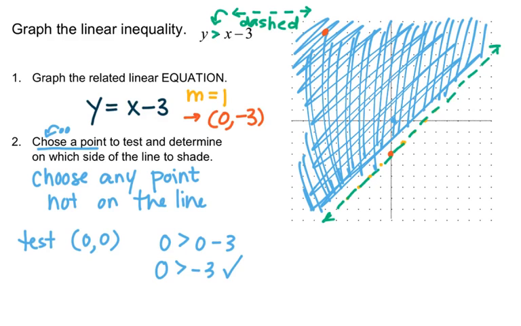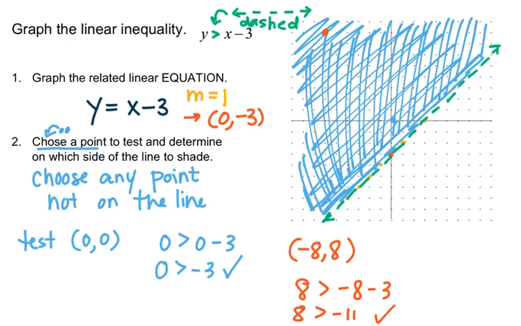So if I picked a point up here, I'm just randomly guessing it, that is somewhere like -8, +8. Let's plug that in. 8 is greater than -8 minus 3. That gives me 8 is greater than -11, which is again a true statement. So as I said, any point in that shaded region would be a solution. And we're shading right up to the line.